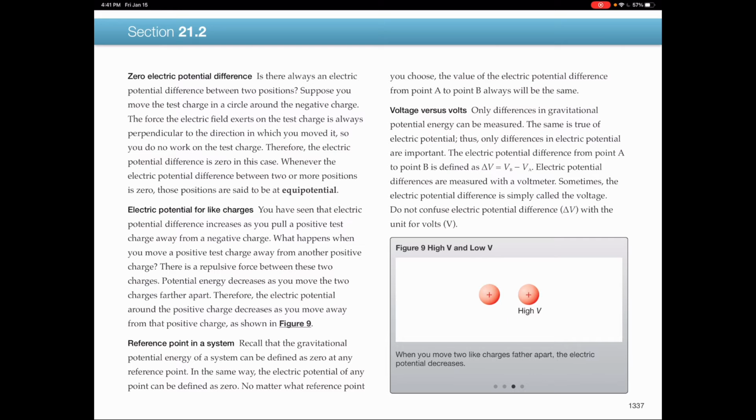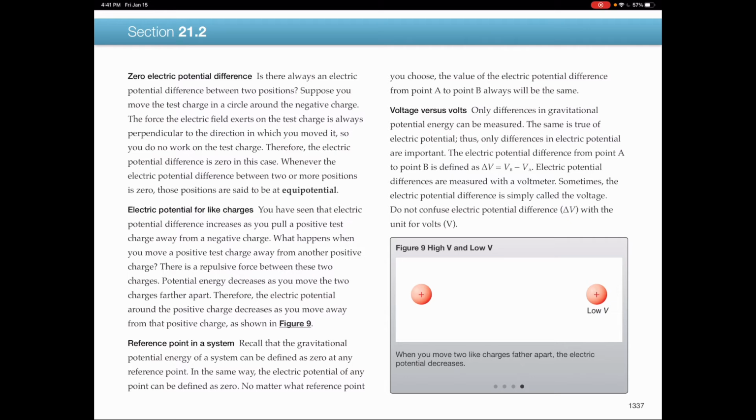If we take two like charges and pull them apart, then the voltage is going to decrease. If we have two charges that are the same and we bring them apart from each other, then the voltage is going to decrease. The way to keep track of all these things is to think of what the forces acting on these charges are, and what way they would naturally want to move.